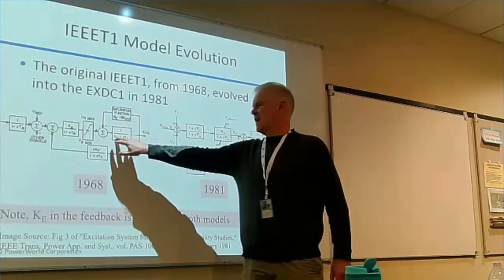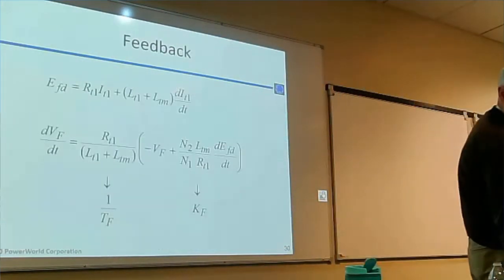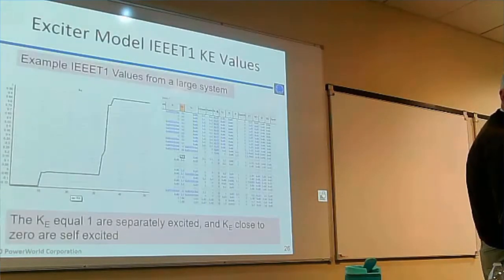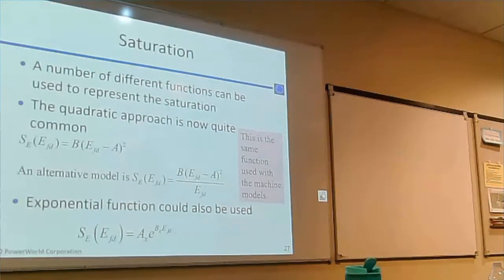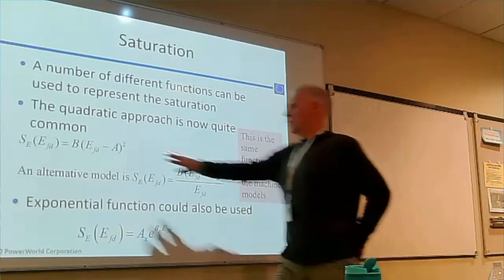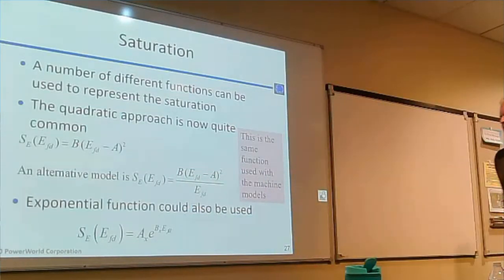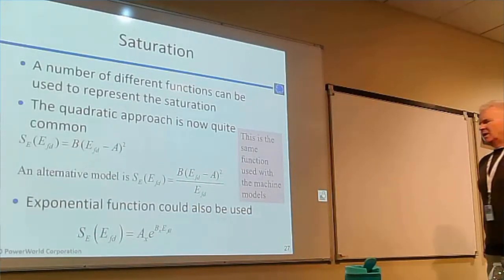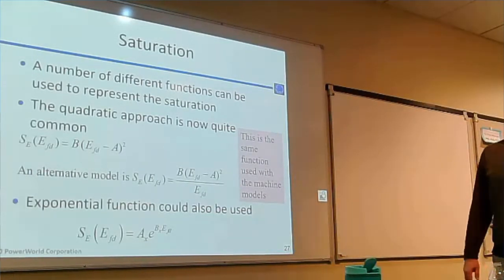So that's where the KE value is coming in right there. Just as Jamie talked about on the machines, we use a function to represent saturation. There's two common ones that are used. It's either the quadratic approach or a scaled quadratic approach. PowerWorld supports both of those. Sometimes you'll see an exponential function, but that's much less common for the saturation.